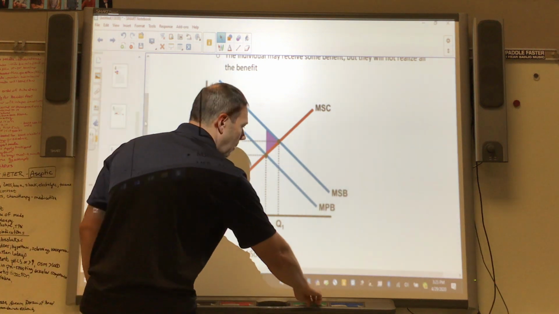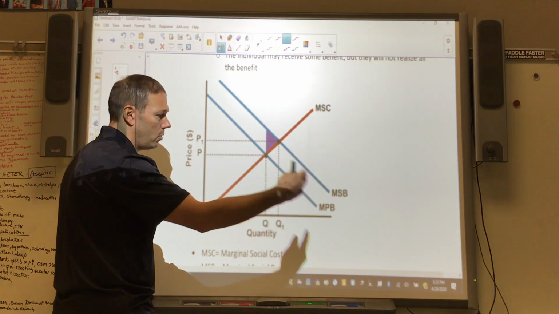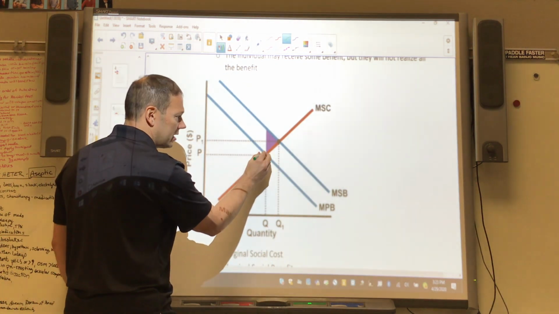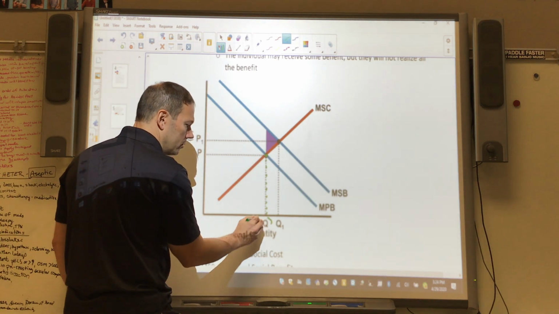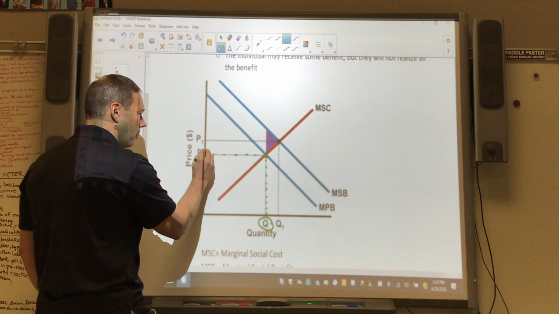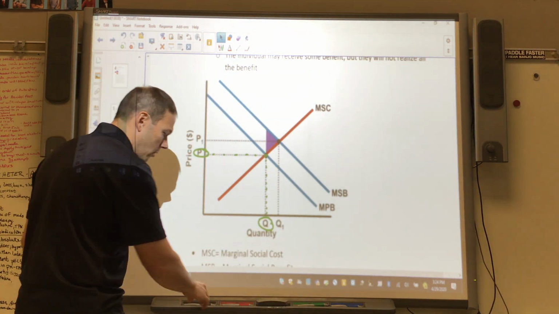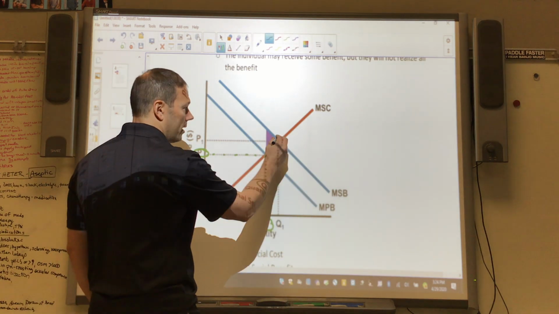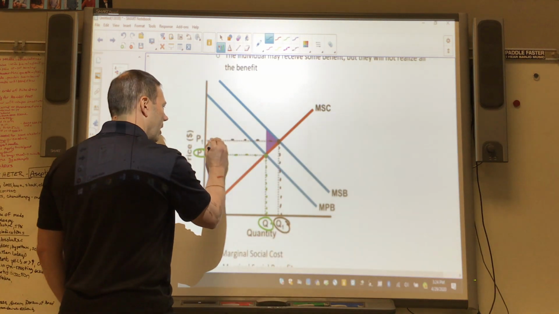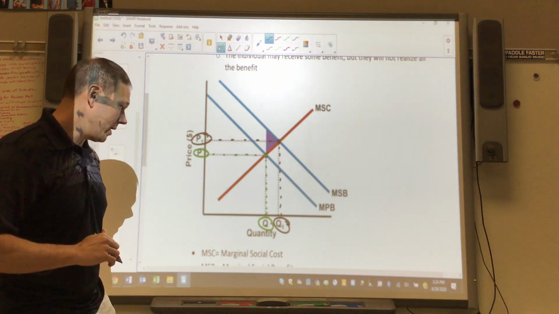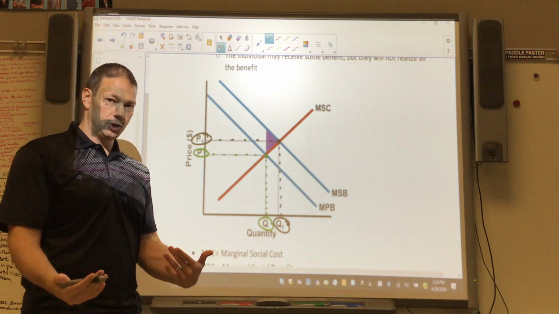Now, here's the problem with positive externalities. The individual looks at his or her benefits and says, based on my costs and benefits, I want to produce Q at a price of P. And society says, whoa, whoa, whoa, that's no good. Based on our costs and benefits, we want you to produce Q1 at a price of P1. And so, in a sense, the problem is what we call underallocation.